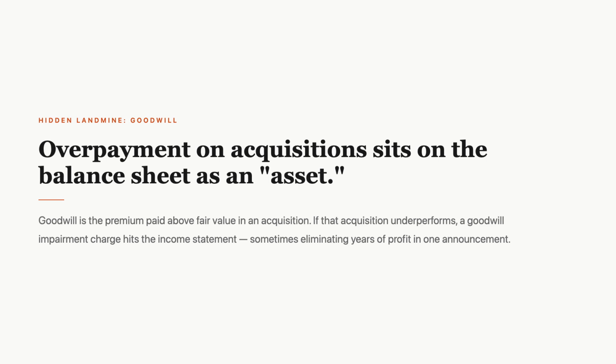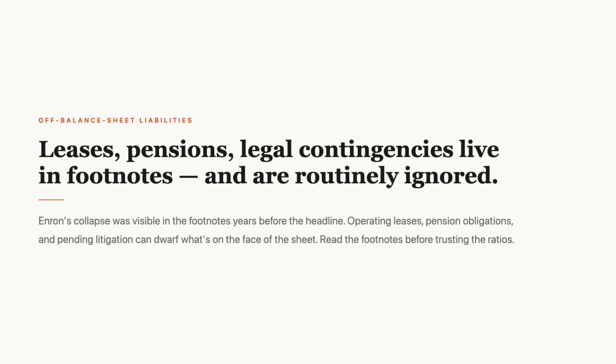Operating leases, certain pension obligations, and liabilities contingent on ongoing legal proceedings don't always appear clearly on the face of the balance sheet. They live in the footnotes, pages of dense disclosure that most readers skip because they're already looking at the headline numbers. This is precisely how companies can appear less leveraged than they actually are.